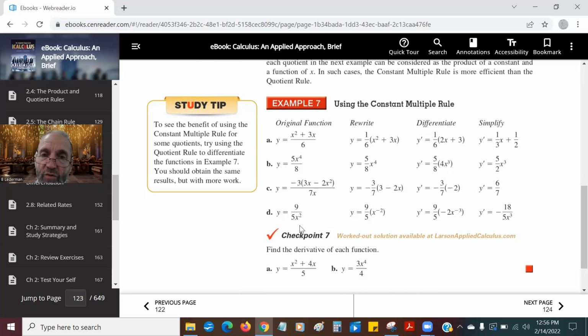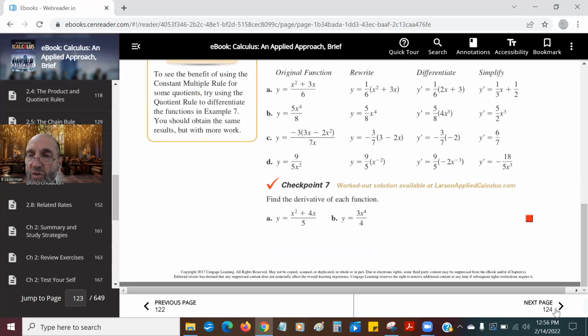Now I have 9/5. I'm going to rewrite the x squared here as x to the -2 without the fraction bar. And now I just take the inner derivative. It's -2x to the -3. Simplify everything and get -18 over 5x to the third power. And that is a thing of beauty. A thing of beauty is a joy forever.